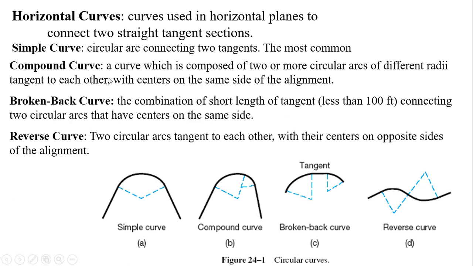Compound curve. So this is a curve which is composed of two or more circular arcs of different radii tangent to each other with centers on the same side of the alignment. So just like sa given a figure B dito, no?